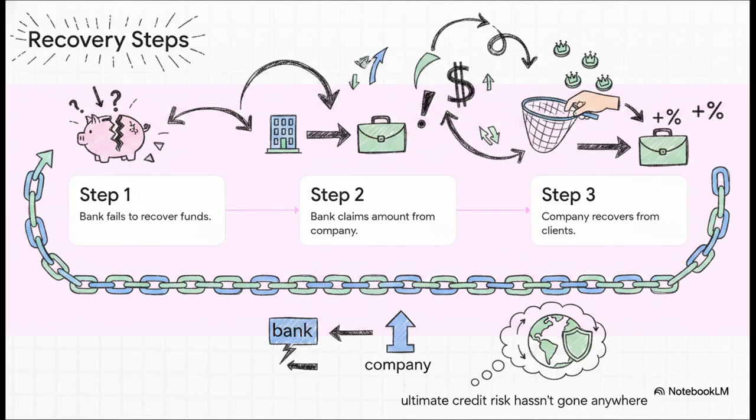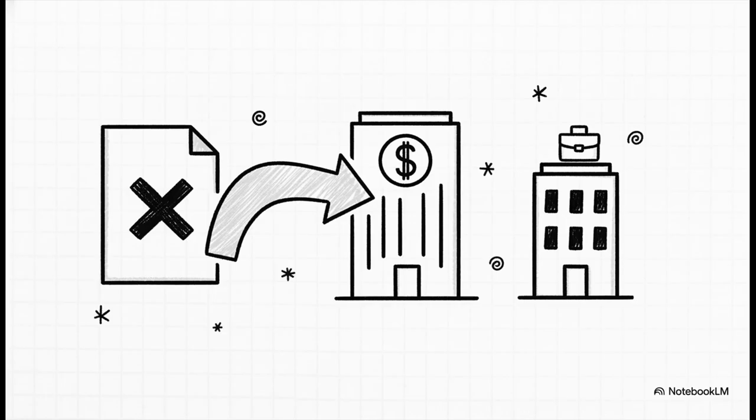I mean, this sequence tells you everything you need to know, right? The ultimate credit risk literally hasn't gone anywhere. If things go south, the company is still completely on the hook. So what's the official diagnosis here? The company did not transfer these significant risks and rewards to the bank.